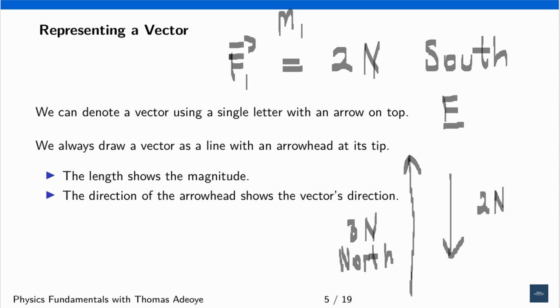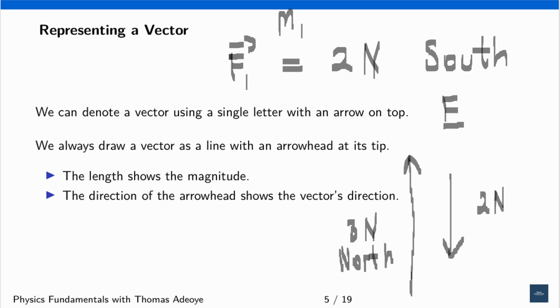The arrowhead indicates the direction of the vector. Now the length, how long it is, indicates the magnitude. This is shorter because the magnitude is 2. Now the magnitude of this one is 3. That's why it's longer. So these are the ways to represent a vector quantity.